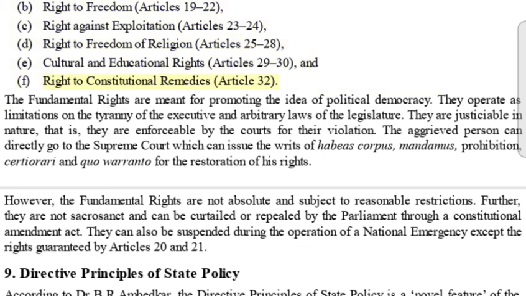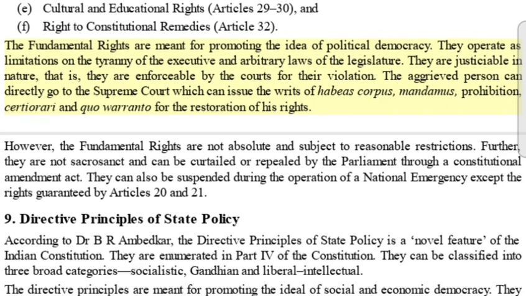The fundamental rights are meant for promoting the idea of political democracy. They operate as limitations on the tyranny of the executive and arbitrary laws of the legislature. They are justiciable in nature, that is, they are enforceable by the courts for their violation. The aggrieved person can directly go to the Supreme Court, which can issue the writs of habeas corpus, mandamus, prohibition, certiorari and quo warranto for the restoration of his rights.